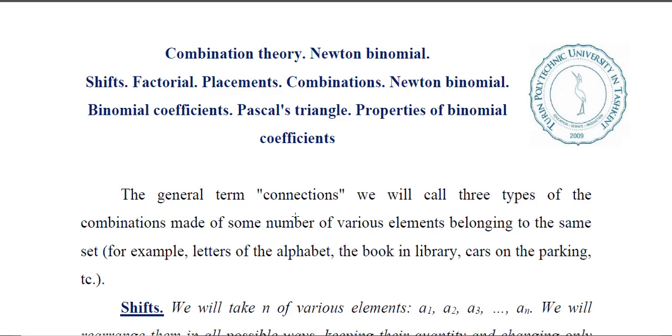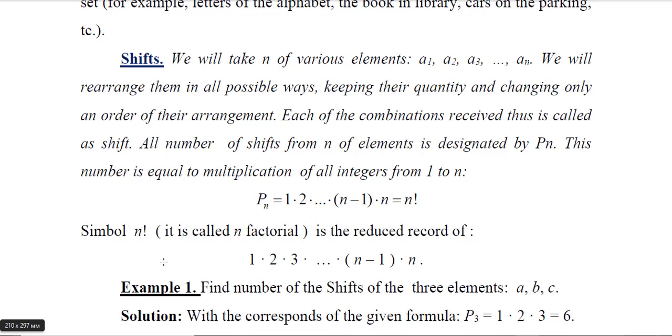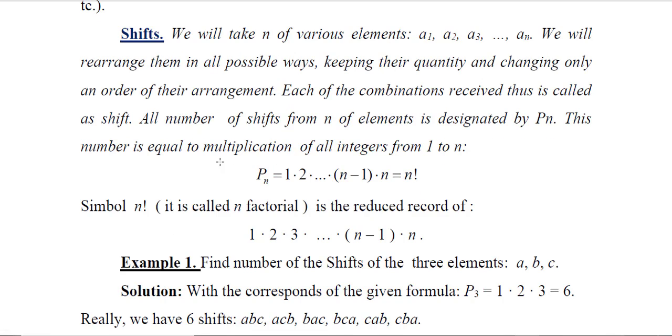The general term connections will call three types of the combination made of some number of various elements belonging to the same set. For example, here, letters of the alphabet, the book in library, cars on the parking, etc. So the first type is shifts.